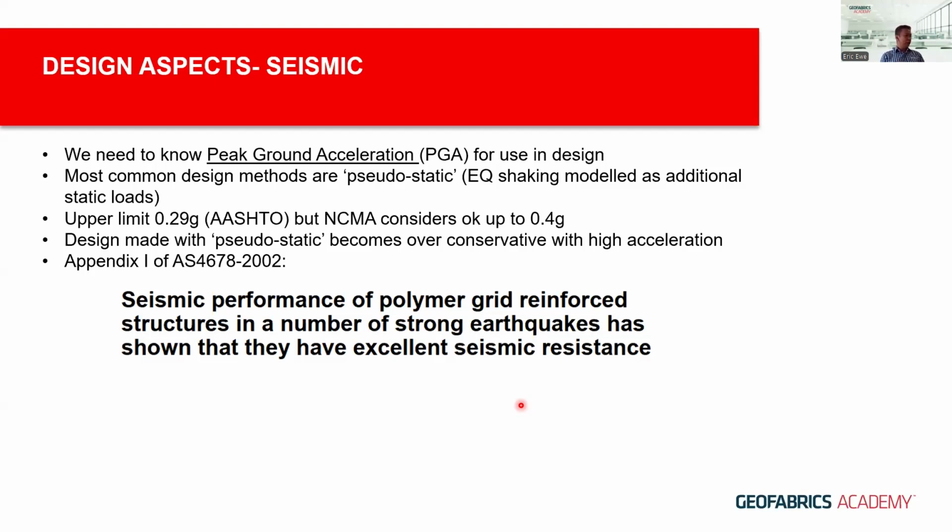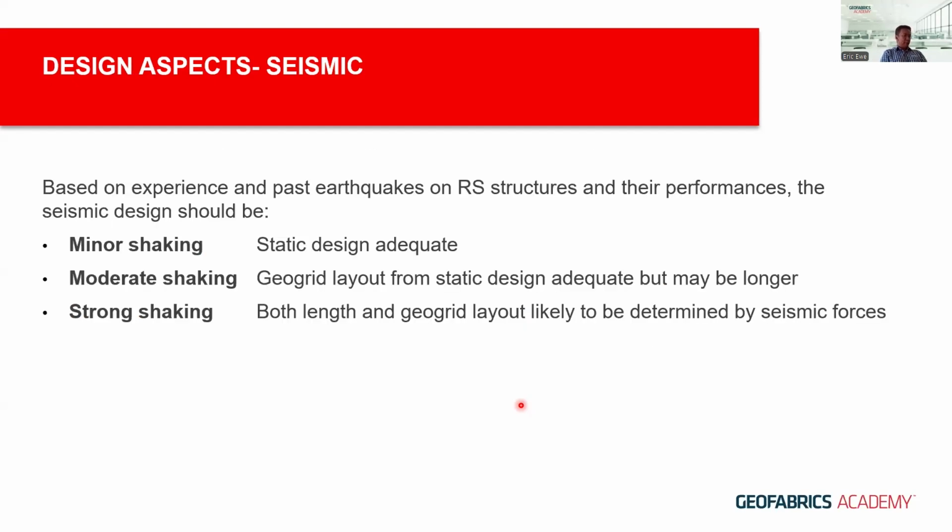And then in Appendix I of the AS, it says the seismic performance of polymer geogrid structures in a number of strong earthquakes has shown they have excellent seismic resistance. Based on experience and past earthquakes on reinforced soil structures, the seismic design should be okay with minor shaking using the standard static design factor of safety. Minor shaking may be possibly somewhere around 0.1 to 0.15 G.